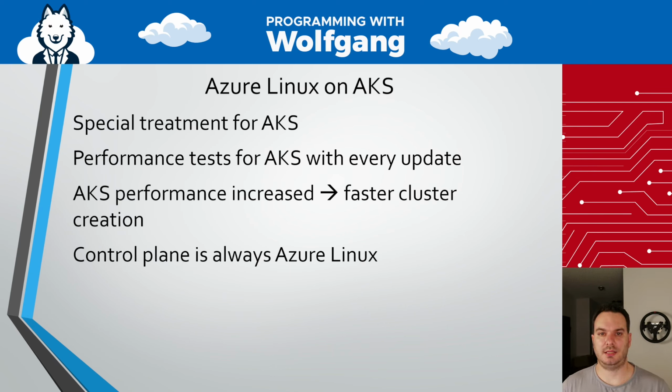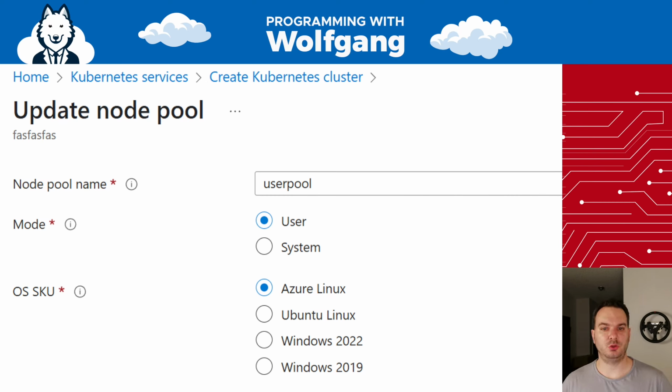And the current version, Azure Linux 3, is supported on Kubernetes with the version 1.31 and above. So if you have an older version of AKS, you have to use Azure Linux 2, and the new ones support Azure Linux 3. And if you create a new AKS cluster, then you can create a node pool, and there you can select what operating system you want. And as you can see here, you can just select Azure Linux the same way as you would use Ubuntu or any of the Windowses.